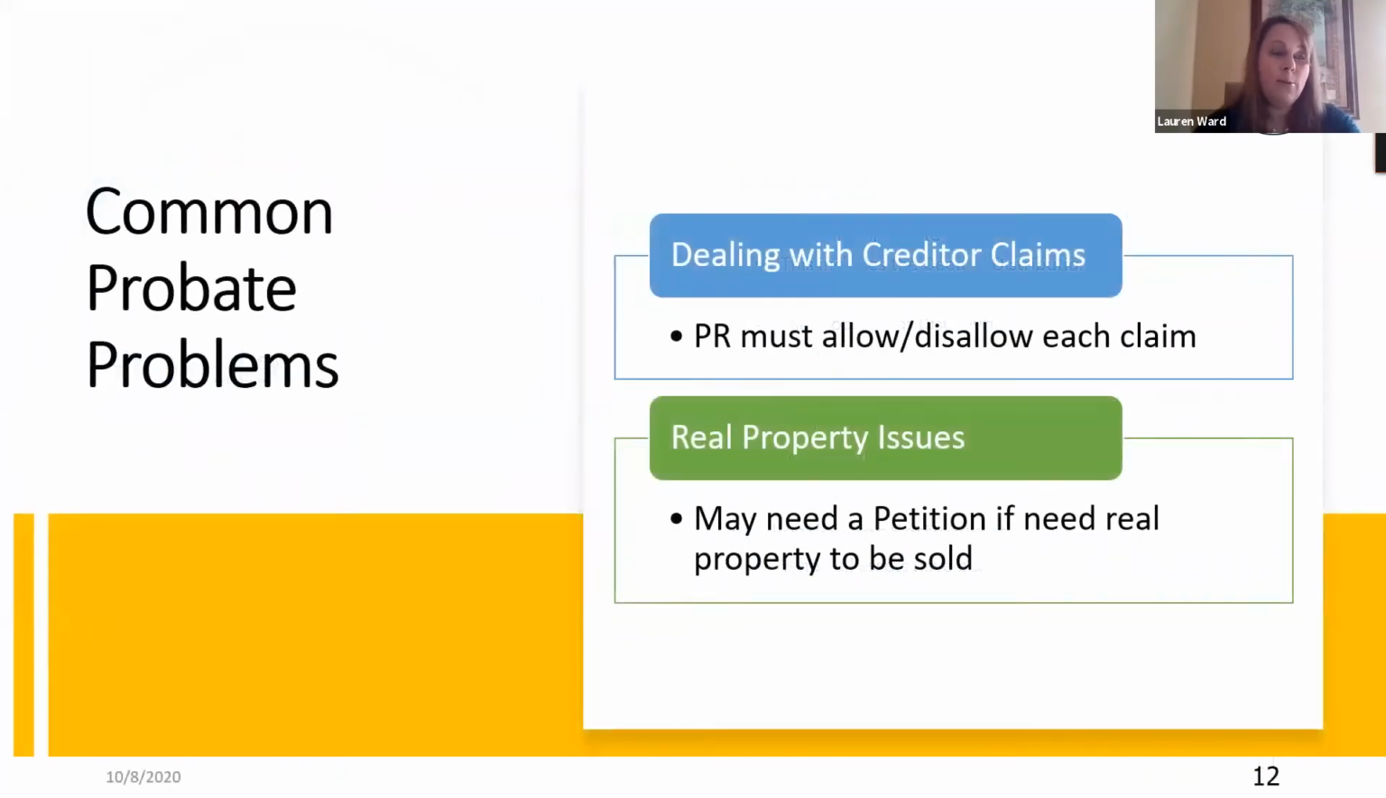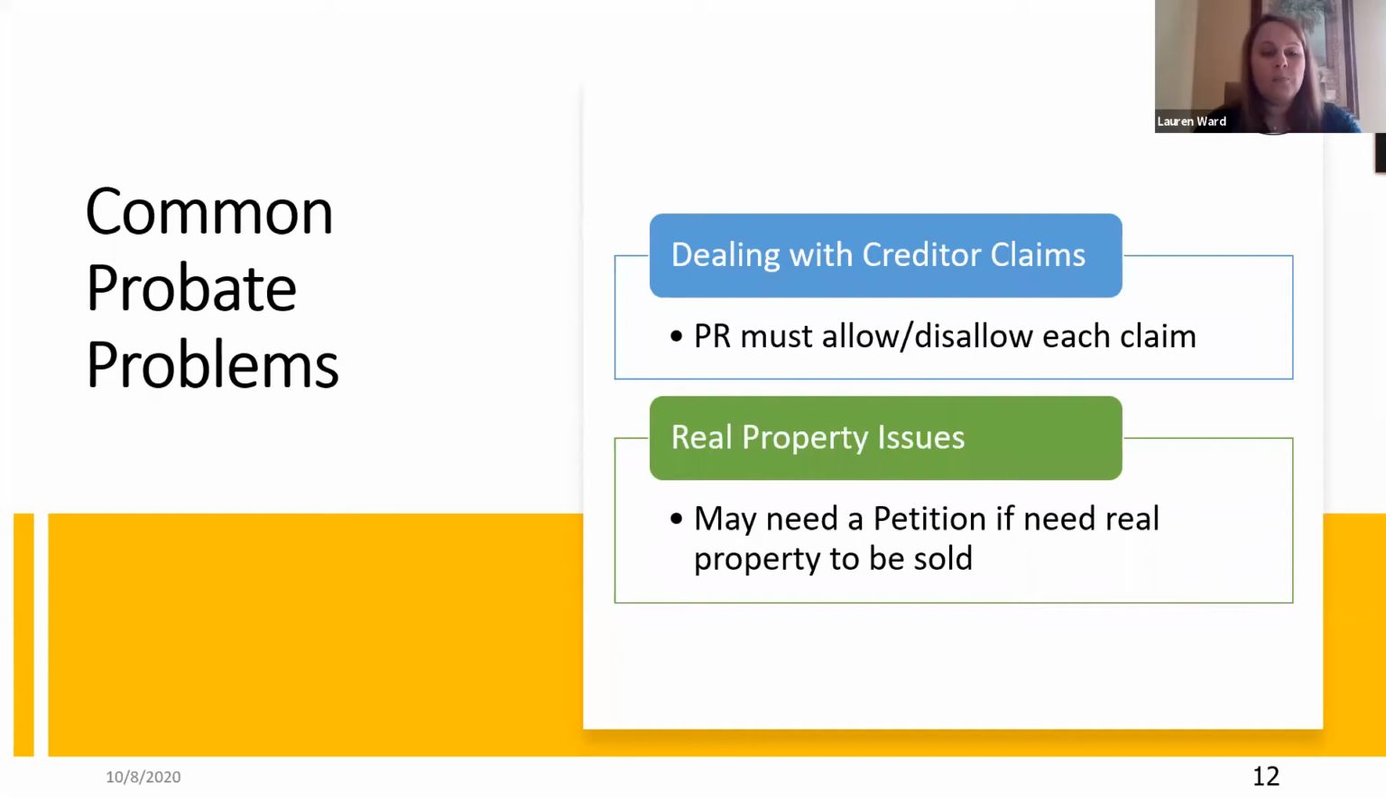So some common probate problems that a lot of people see are dealing with creditors' claims. It's up to the personal representative to allow or disallow each claim. When a decedent dies, that's why they put that notice in the newspaper, so a creditor can make a claim. There are assets that maybe a creditor has a secured lien on, like a mortgage. That doesn't go away when a person dies because it's attached to the property. So you're going to need to continue to pay those bills, or there could be a foreclosure. Same thing with taxes. If you don't pay those, the assets could go to a tax sale.